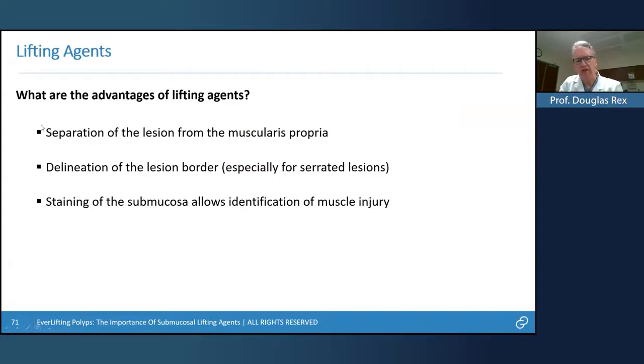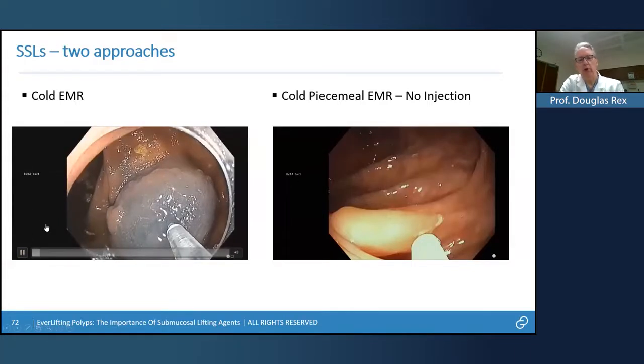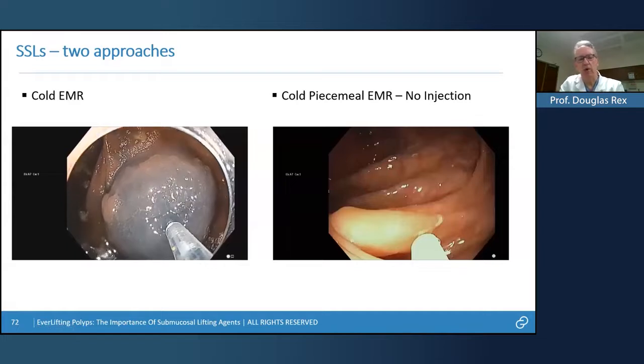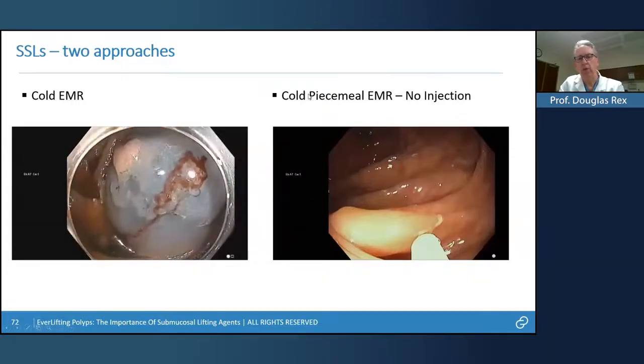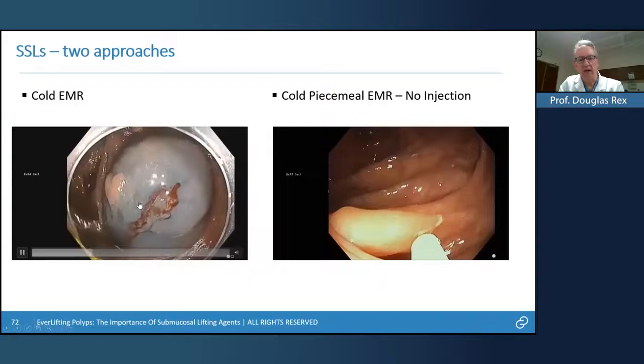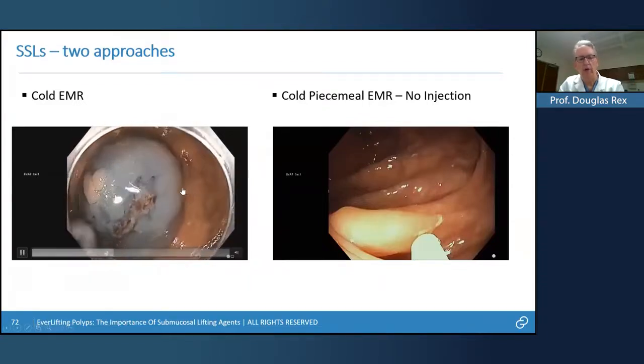So why do we inject? Part of this is for safety, to separate the lesion from the muscle and to delineate the lesion border. And then very importantly, the staining of the submucosa by the contrast agent allows us to identify muscle injury. And so with serrated lesions now, we have a lot of evidence that we can remove these without electrocautery. And this is a group of lesions that I don't know that we really need to inject.